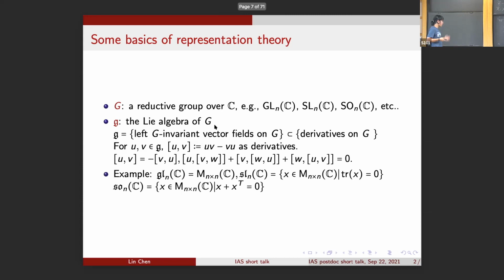Here are some examples. In the GL_n case, your Lie algebra is just the space of matrices. For SL_n, it's the vector space of matrices with trace 0, and for SO_n, it contains the anti-symmetric matrices.